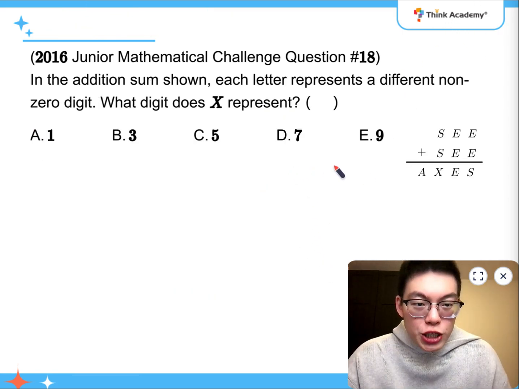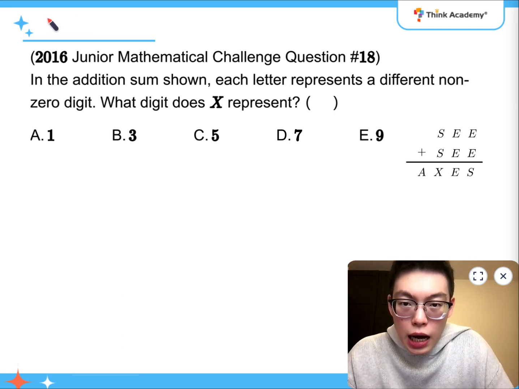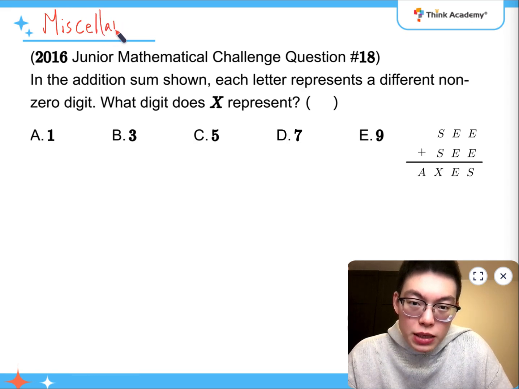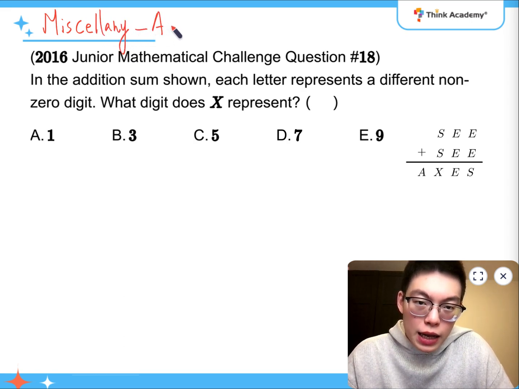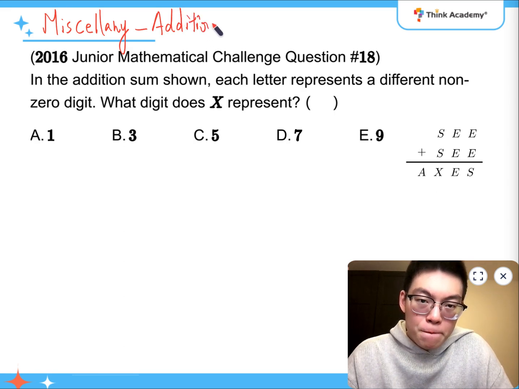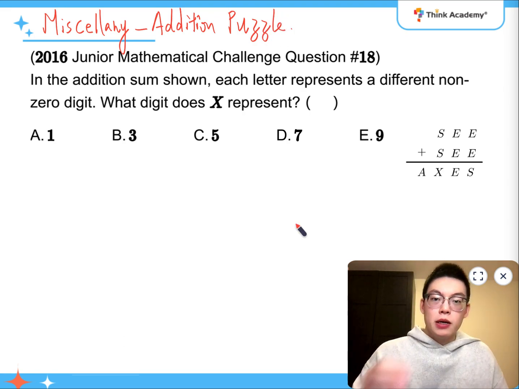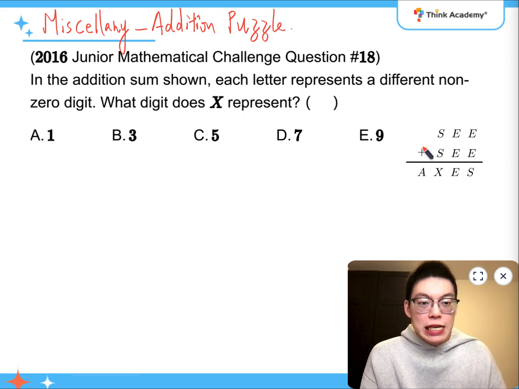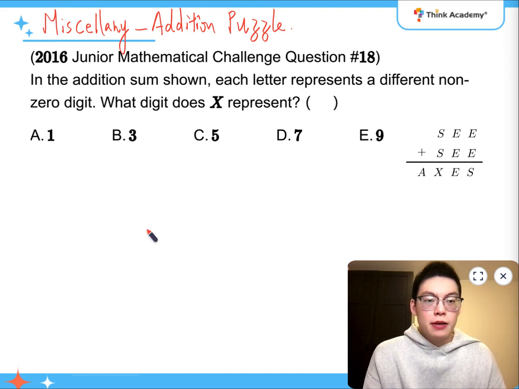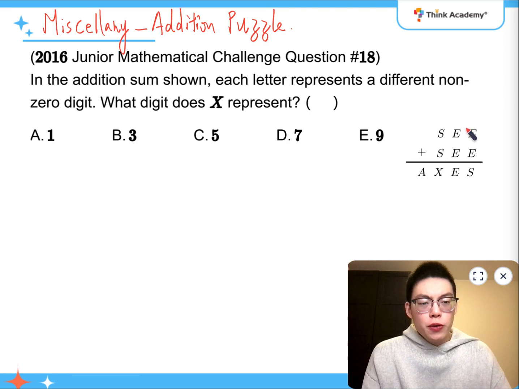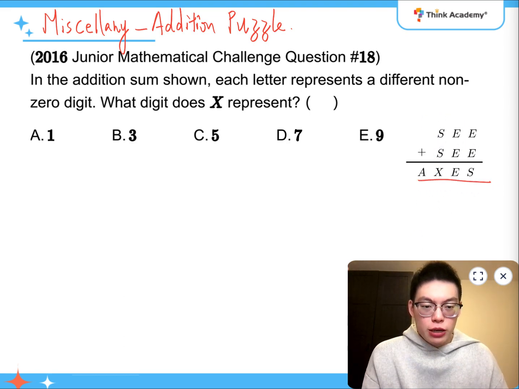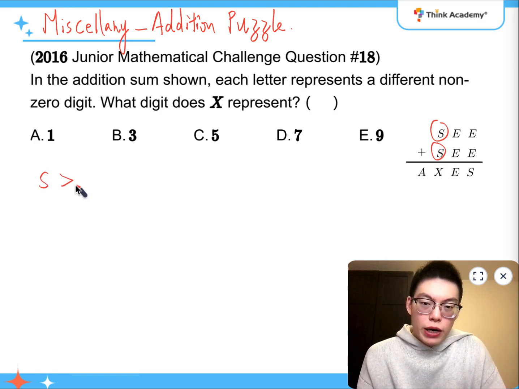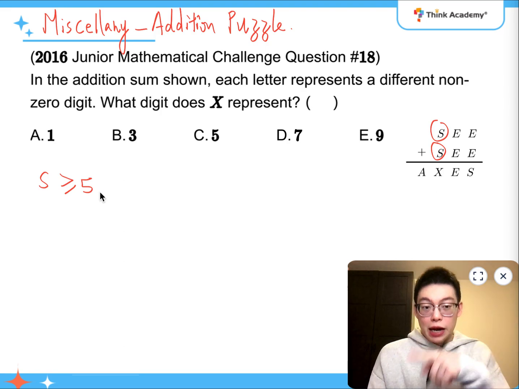And as for question 18, so this is a number puzzle question. So it belongs to the miscellany module, and it's going to be an addition puzzle. All right. So we have C adding C equals X's. Now, if two 3-digit numbers is going to add up to a 4-digit number, it means that the two S must be greater than or equal to 5 at least to have a carryover.